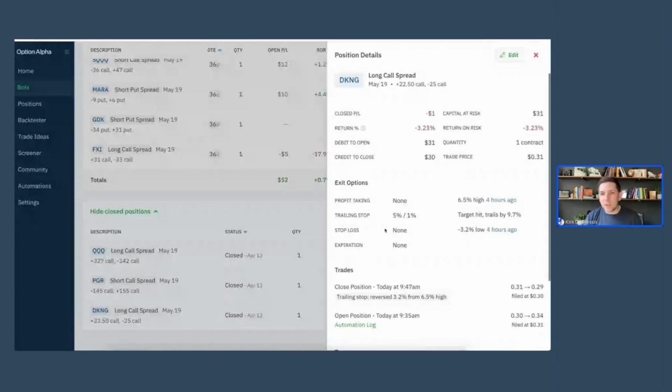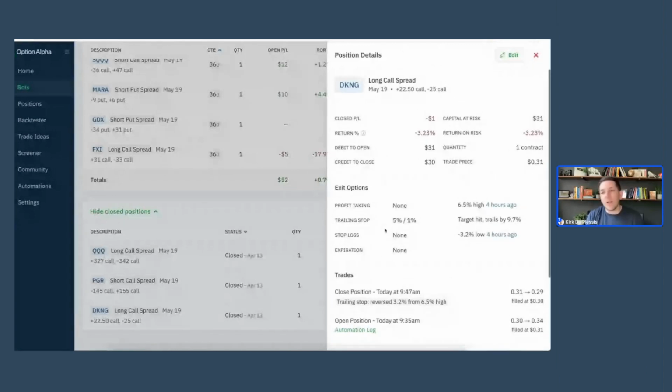Here's this one. This one was no profit taking. I'm just going through a lot of examples so you guys can see it. This one was no profit taking, with a really tight target of 5%. And then the target was hit, right? The target was hit because the high at some point was 6.5%.